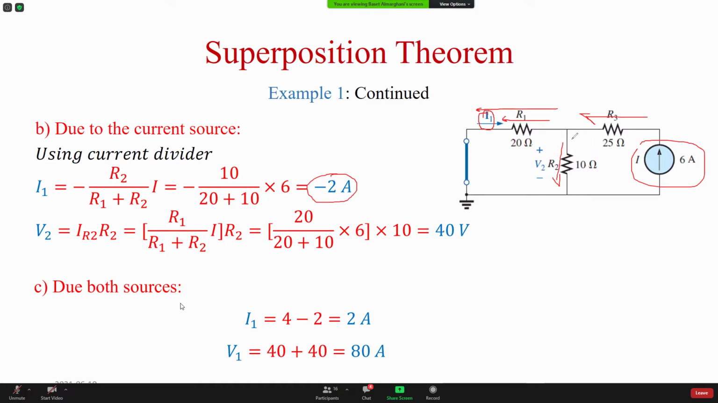The voltage: if the current here is 2, the current here is 4, okay? So the voltage here is just 4 times 10, which is 40. Now the total, when we combine, we add the current because of the first source and the current because of the second source to give me the total current. The voltage from the first source and the voltage from the second source give me the total voltage. Now this is an example to review.